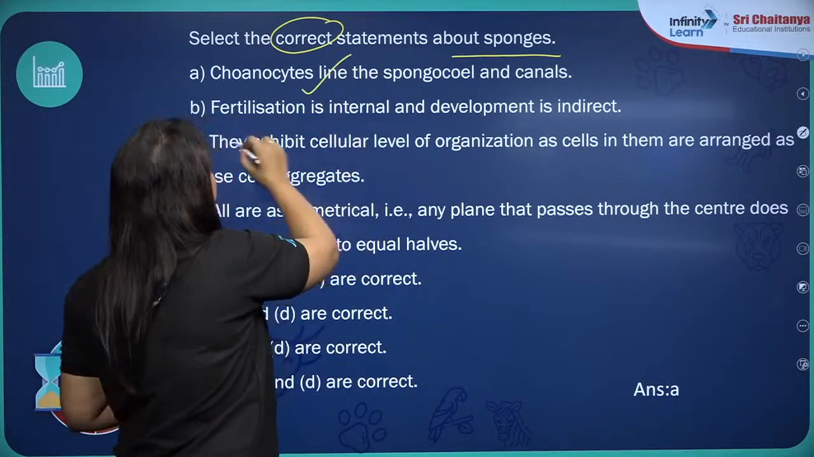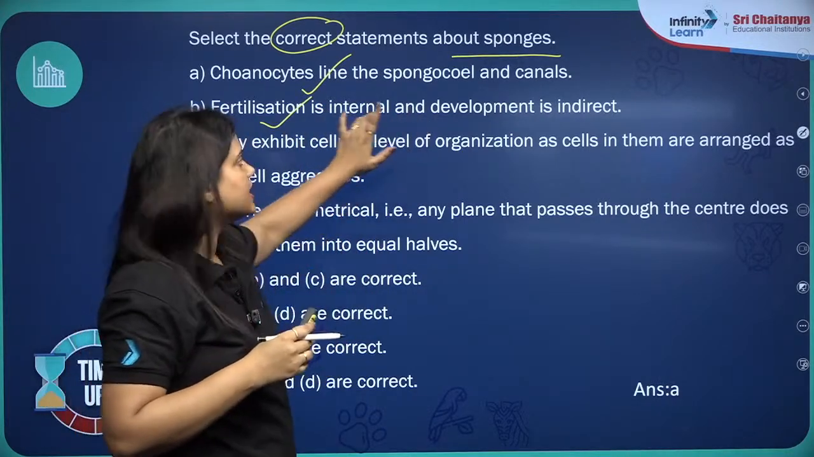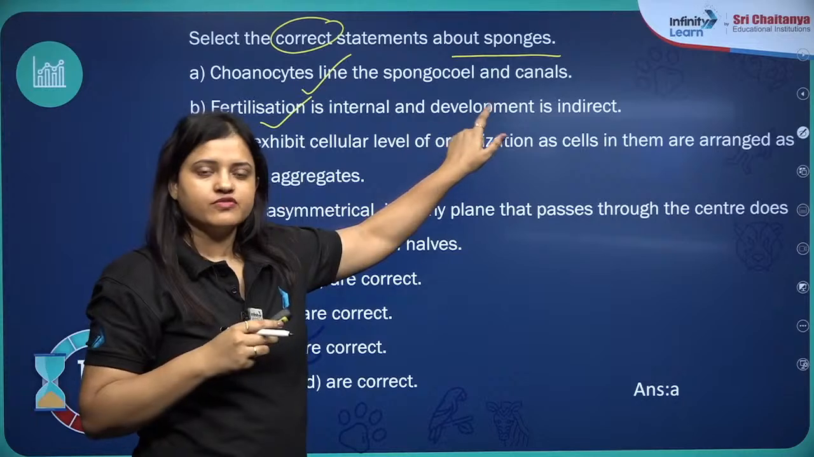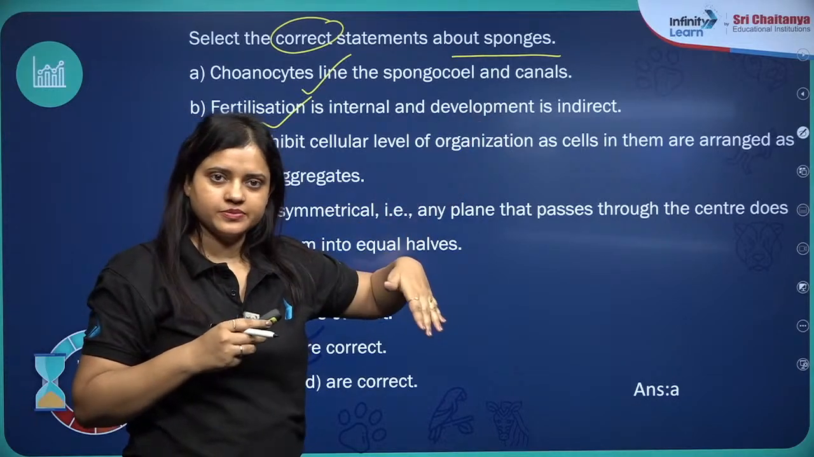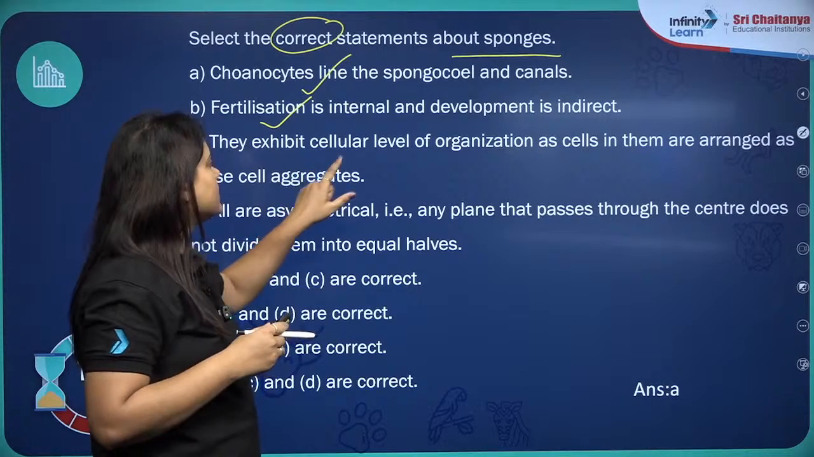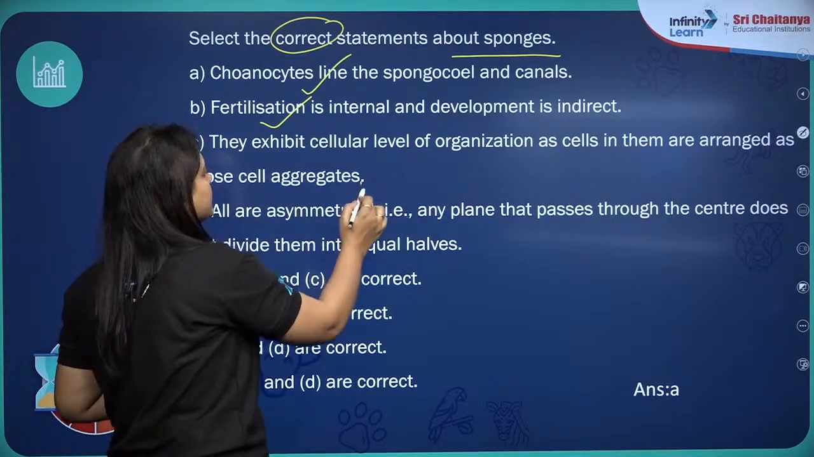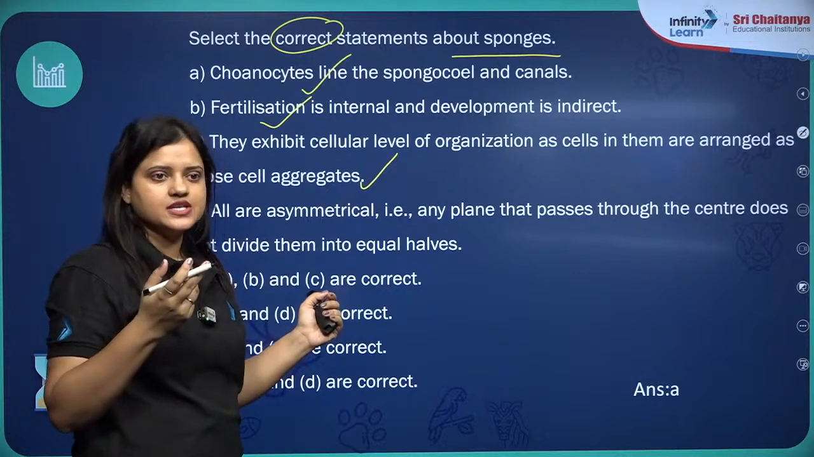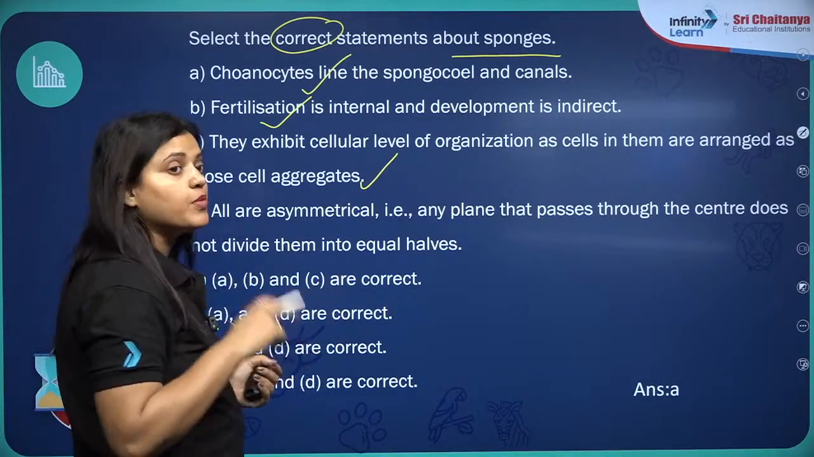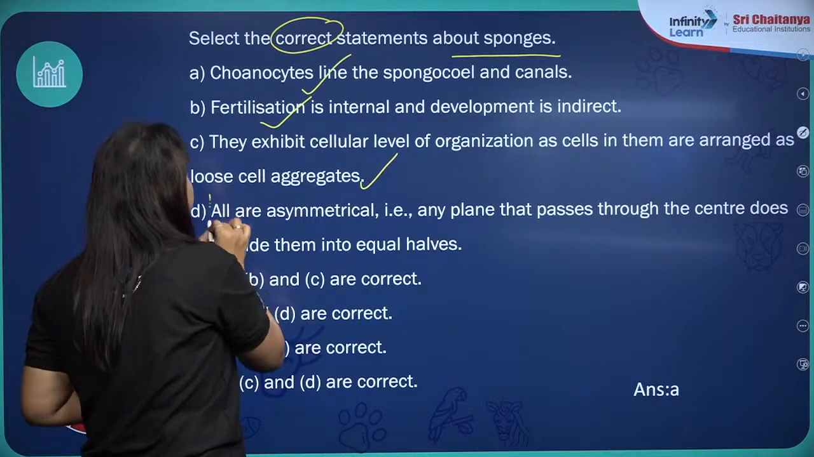Fertilization is internal and development is indirect. This is also true. So larval stage is there in case of porifera. Fertilization is internal only, and larvae are motile. So this is right. They exhibit cellular level of organization as cells in them are arranged as loose cell aggregates. They exhibit cellular level of organization. Yeah, mostly asymmetrical. Correct. All are asymmetrical.